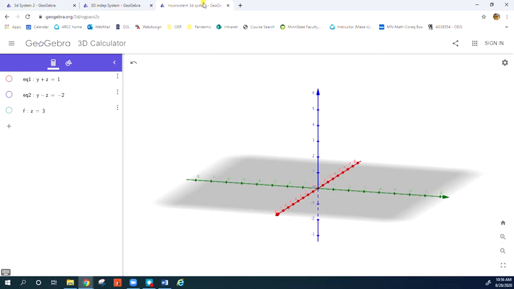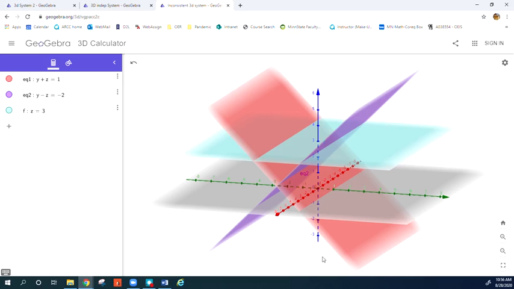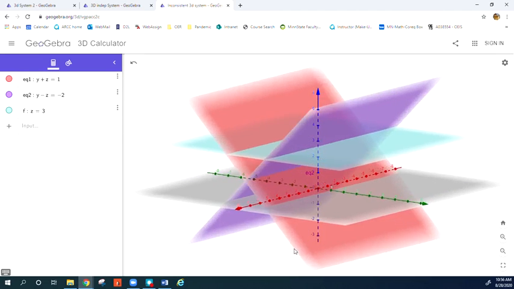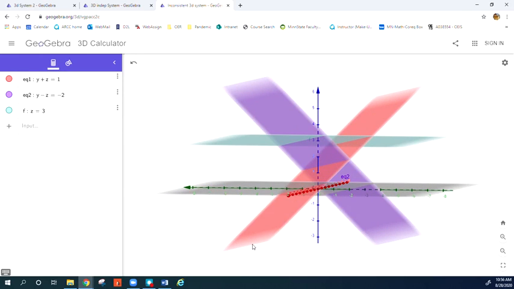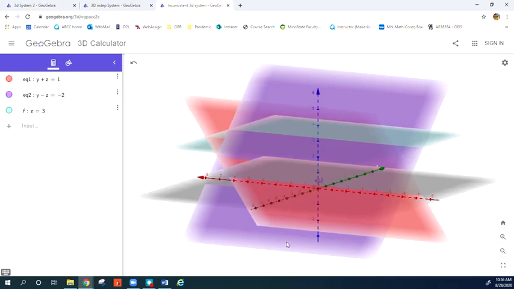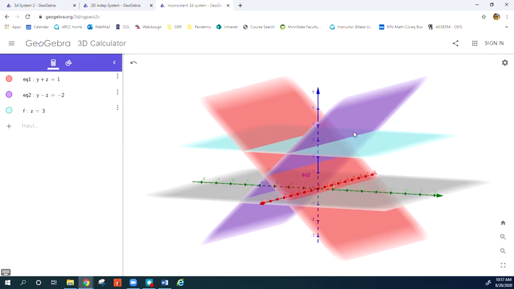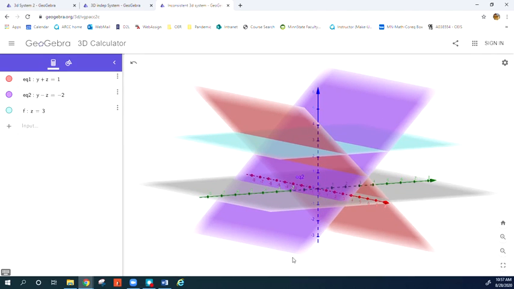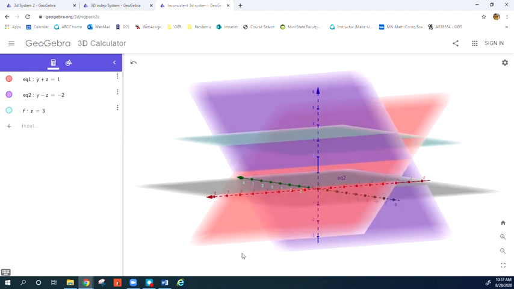And then one more, you can guess what's coming. This is going to be an example of an inconsistent system of equations. Here are three planes that all intersect each other pairwise, which means if you take any two of them, they intersect along a line. But those three lines that form the intersections of pairs of planes are all parallel to each other, and those three lines never meet.